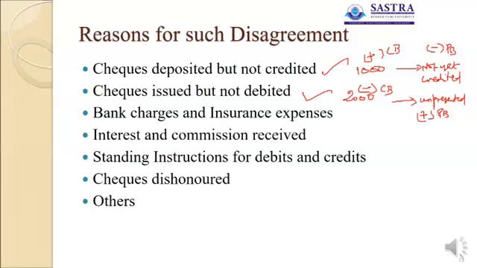Bank charges and insurance expenses are paid directly by the bank, being expenses recorded in the passbook as payment, which keeps the passbook's balance minus and the cash book's balance plus, being not recorded in the cash book. Interest and commission received are incomes received by the bank and entered in the passbook, which keeps the balance higher, but they have not yet been brought to the notice of the trader for entering into the cash book, which keeps the cash book balance minus.